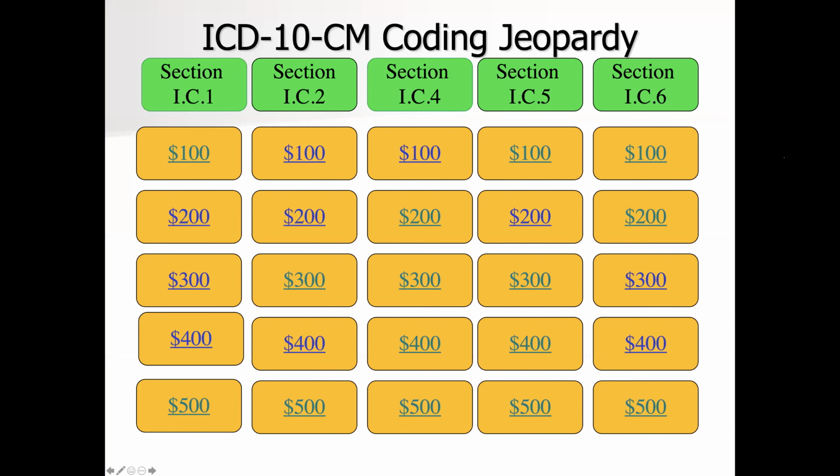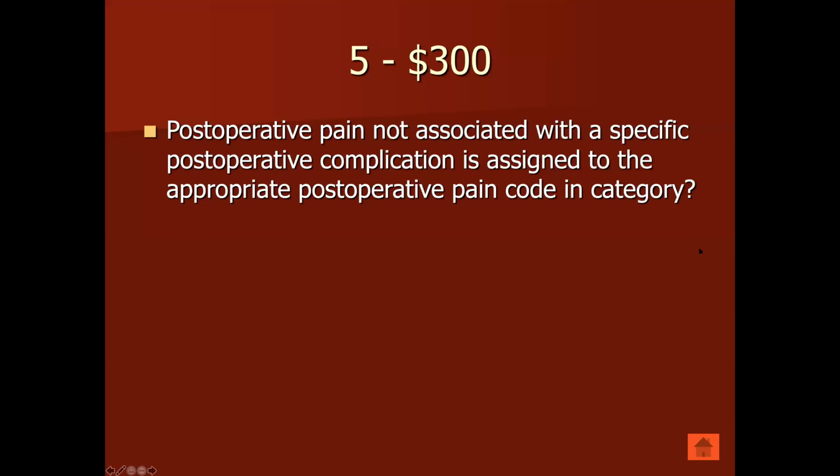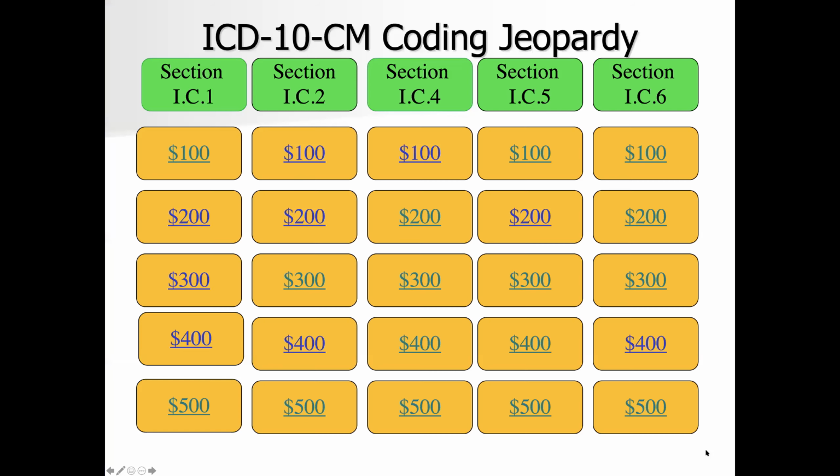6 for 300. Post-operative pain not associated with a specific post-operative complication is assigned to the appropriate post-operative pain code in category. What is G89? That is correct. All right, and back over to Destiny.